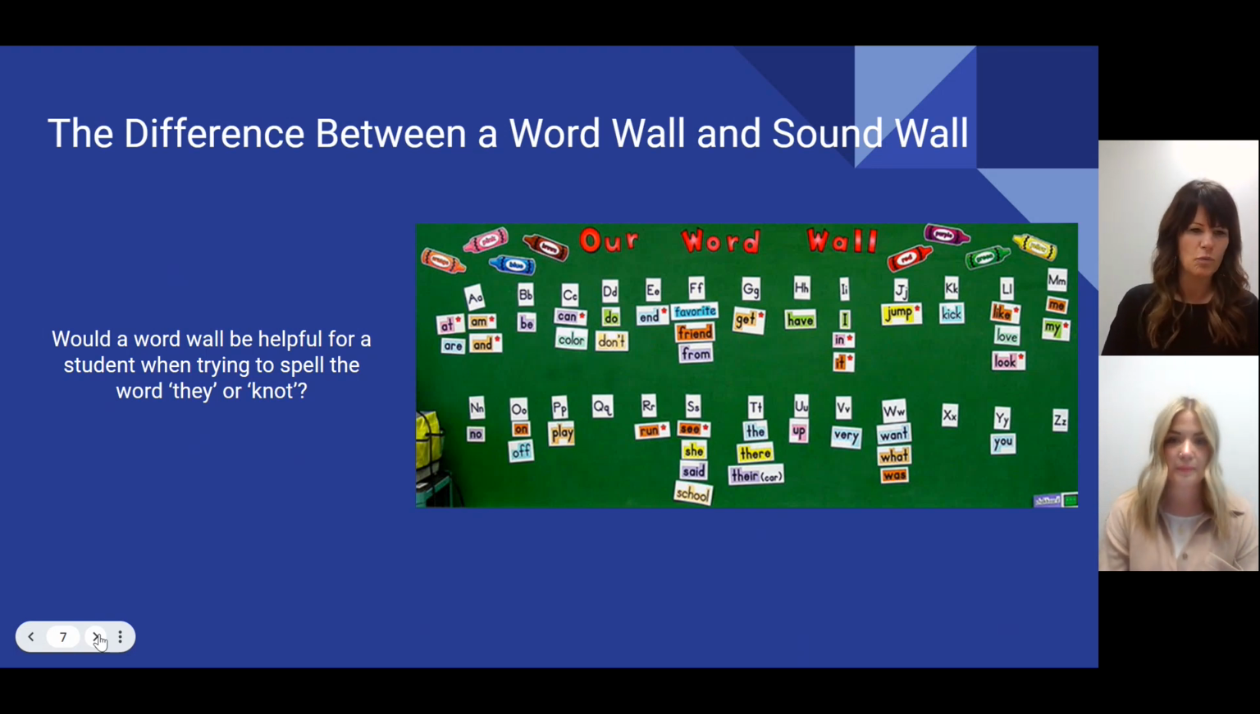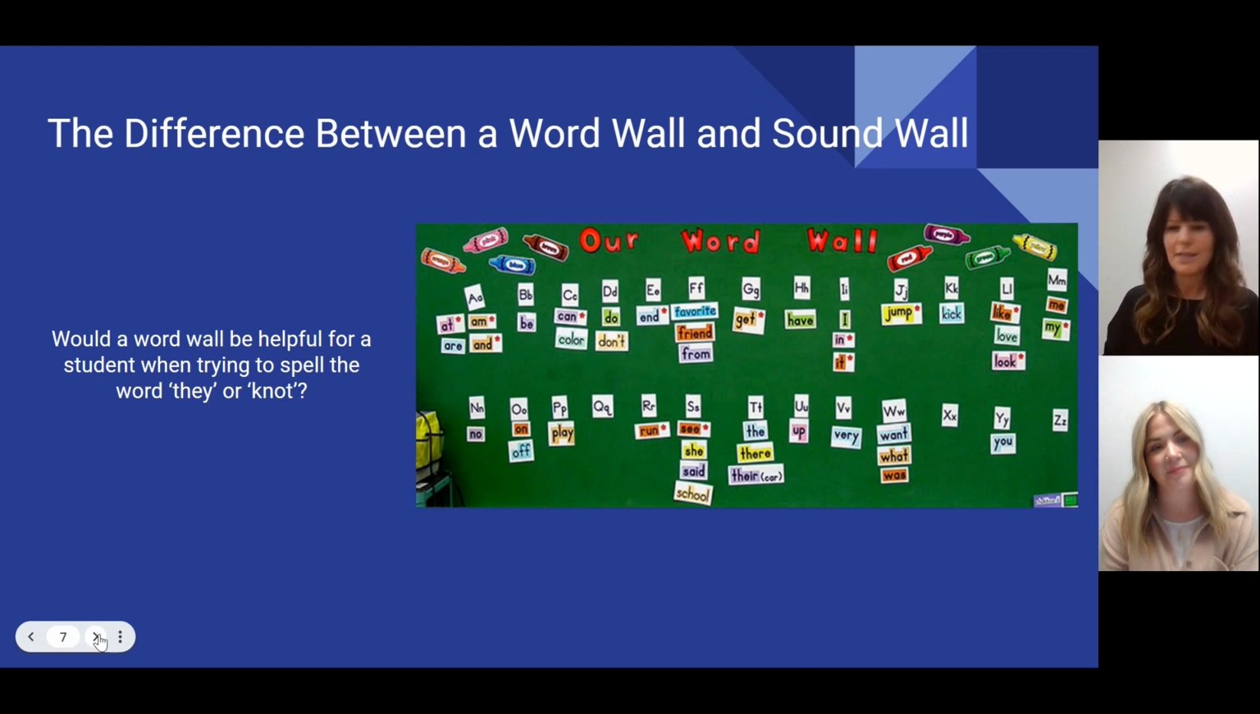I thought of a couple. So one is "they." "They" starts with T, and we learn that T says /t/. But if I'm just writing and I have no idea how to spell "they," where would I look on a word wall to find that word? Maybe not under T, right? And it might be confusing.